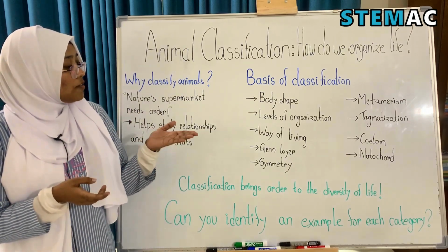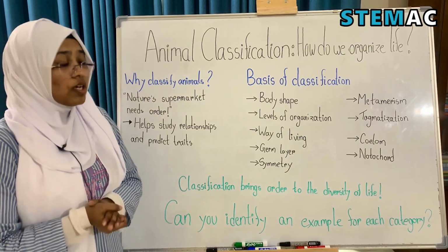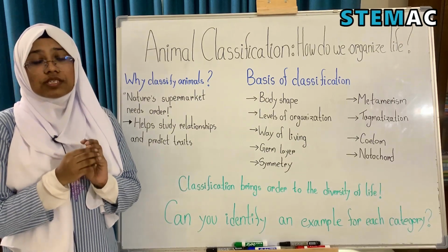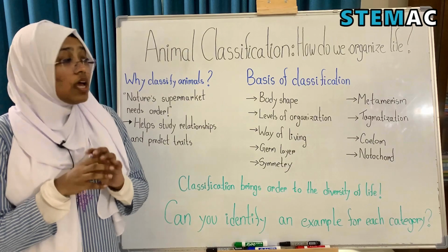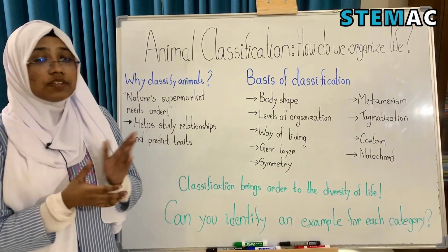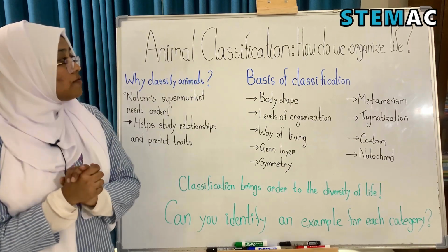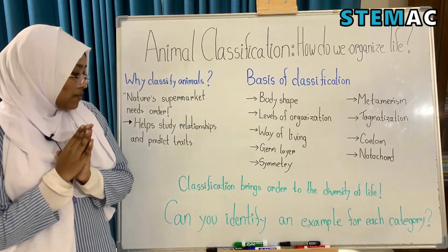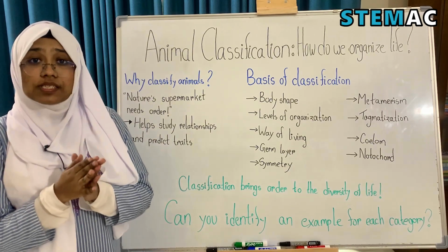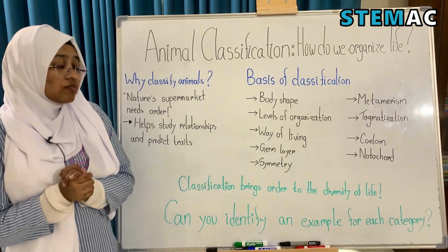And finally, we can see notochord. Well, notochord is something that you will find in the embryo, and later in life it can turn into a spinal cord. So we can finally say that animal classification brings order to the diversity of life.